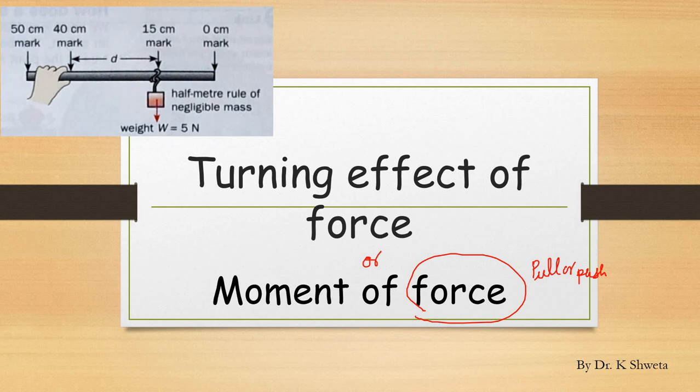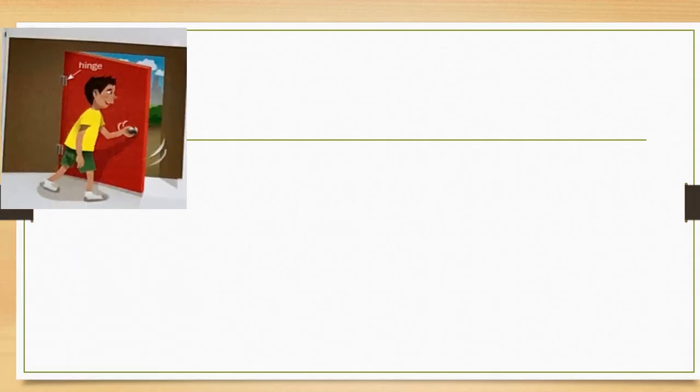Now before that, let me start with a question. When you open the door, what happens? You're applying force at the door knob, which is here. Now the door is turning about which point? The hinge. What is a hinge? It is a metal part which is connected to the door and this supportive part which is here. So the door turns about this hinge. This hinge is also called a pivot point. A pivot point is a point where something turns.